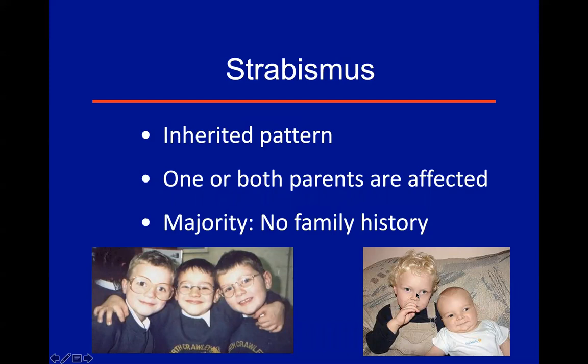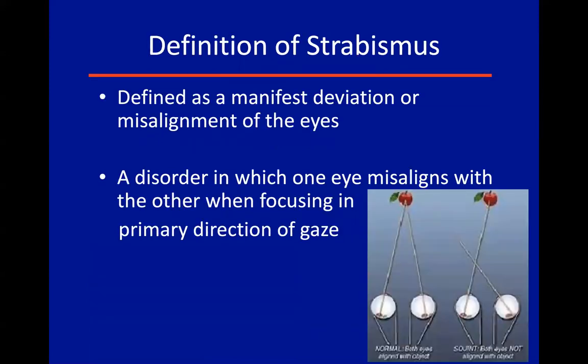So sometimes there is a family history, but I will tell you the majority, there is not. It could be only one child affected in the family and no one else is affected. So what's the definition of strabismus? When we define strabismus, it's a manifest deviation or misalignment of the eyes. It's a disorder in which one eye misaligns with the other when focusing in a primary direction of gaze.